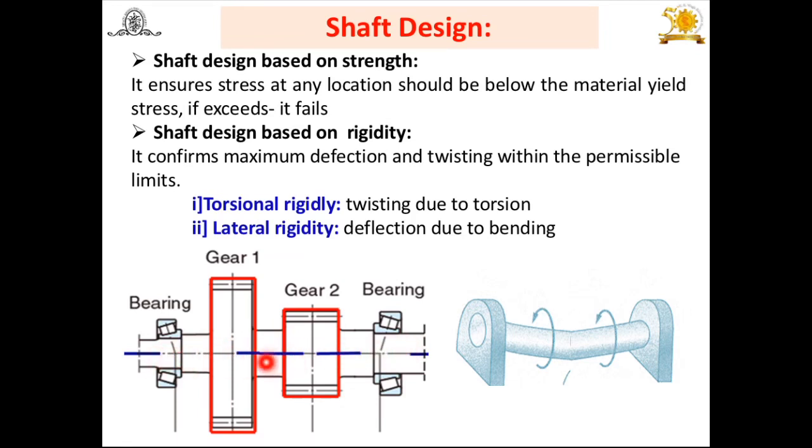So in the design of the shaft, we have to find out the diameter of the shaft where we are going to mount the bearing. But we can increase the dimension at the middle to accommodate different parts for mounting purposes. We have to take care of that. In this diagram, the deflection due to bending is shown. When the shaft length is more, the lateral rigidity is the criterion for the design of the shafts. So now let us see how to design the solid shaft based on strength and based on rigidity.